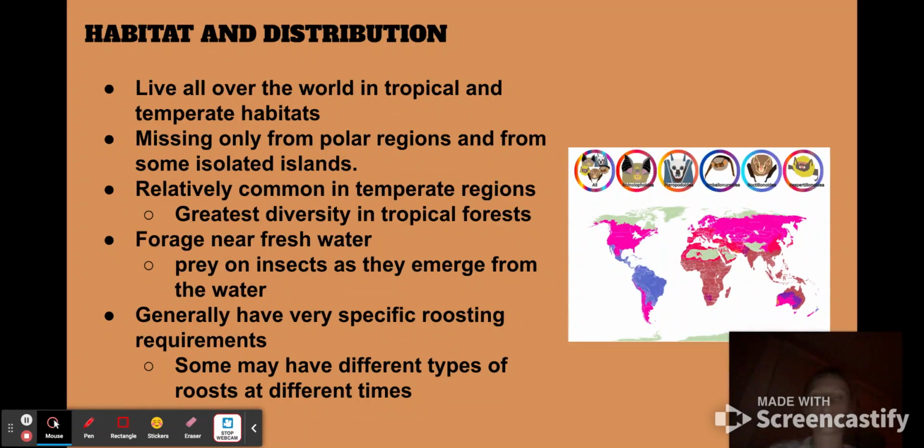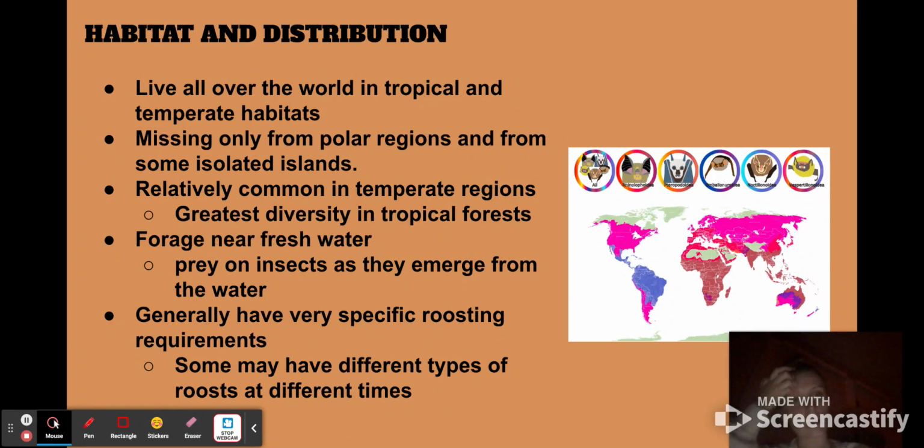Next up, speaking about habitat and distribution, they do live all over the world in tropical and temperate habitats. The only place that they're not in is the polar regions and a couple of isolated islands here and there. They're pretty common in temperate regions, but you're going to see the greatest diversity in the species in all the tropical forests, which is pretty common among animals. They forage near fresh water.